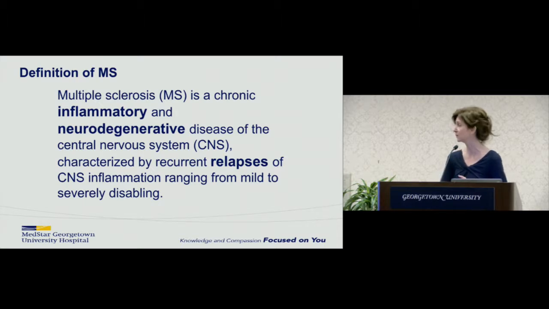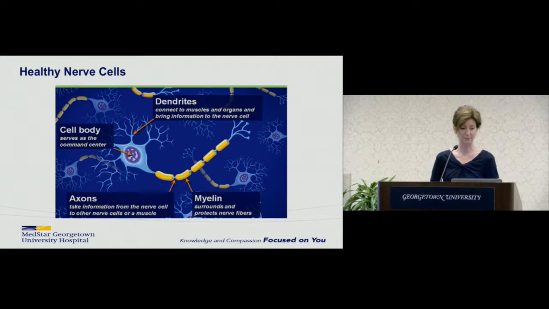So let's look at the CNS to get a better idea of what's going on. On the far left, this is a nerve in the central nervous system. You can see that's the cell body. It serves as the command center for the nerve. And then to the right, branching out, are dendrites. Those connect the nerve to muscles and organs and bring information to the nerve cell. And the bottom to the right is myelin. You can see the little yellow coverings of the nerve fibers, and that's how this information is conducted.